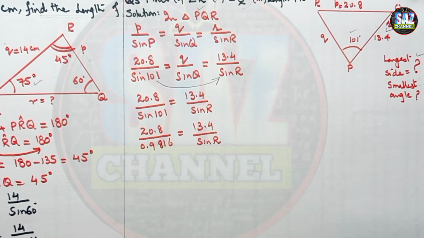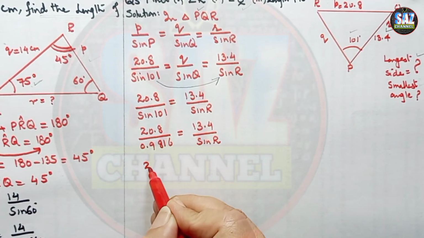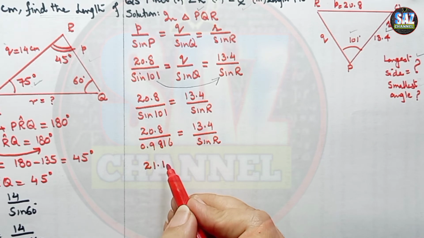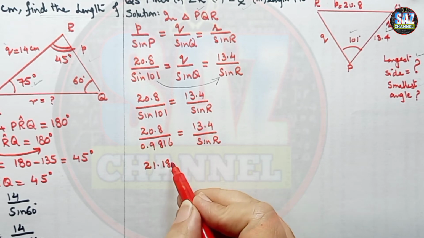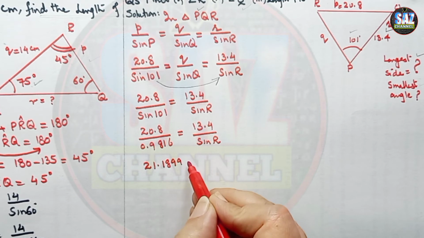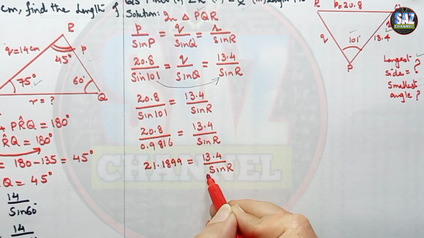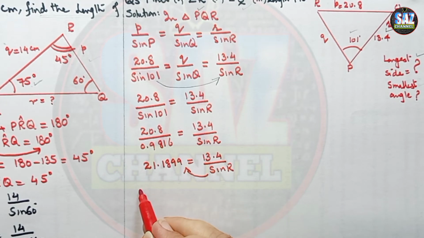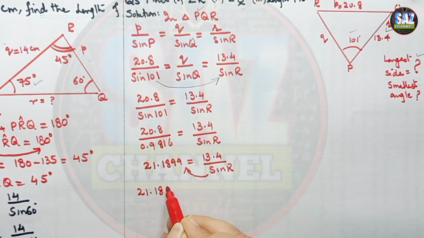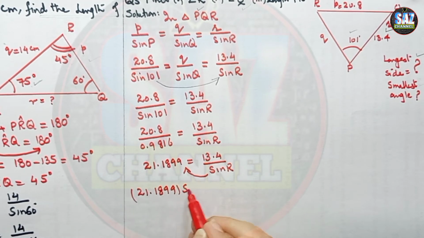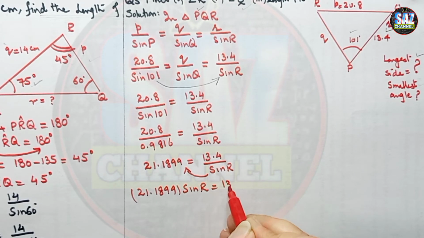Now we have to divide 20.8 by 0.9816, and this gives me 21.1899 equals 13.4 upon sine R. Shift sine R towards the other side, and the equation will take the form 21.1899 into sine R equals 13.4.